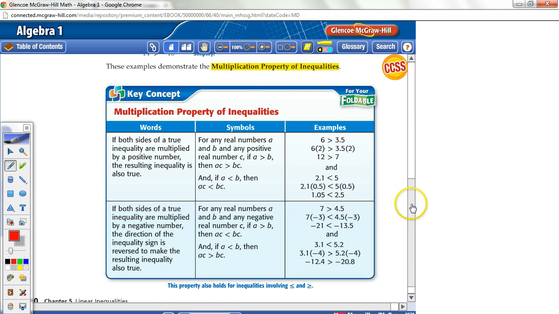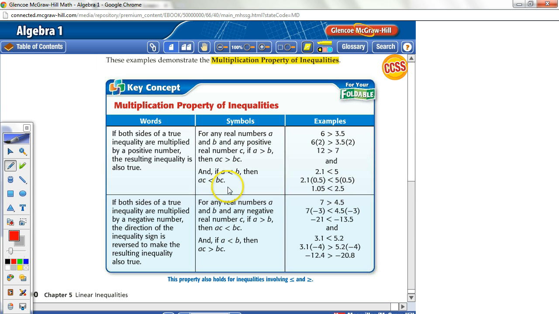Okay, multiplication property of inequalities. If both sides of a true inequality are multiplied by a positive number, the resulting inequality is also true. So that's saying if a is greater than b and you multiply by c on each side, a times c is actually still greater than b times c. Okay, so that's the same. For example, 6 is greater than 3.5. If you're multiplying by 2 on each side, 12 is still greater than 7.